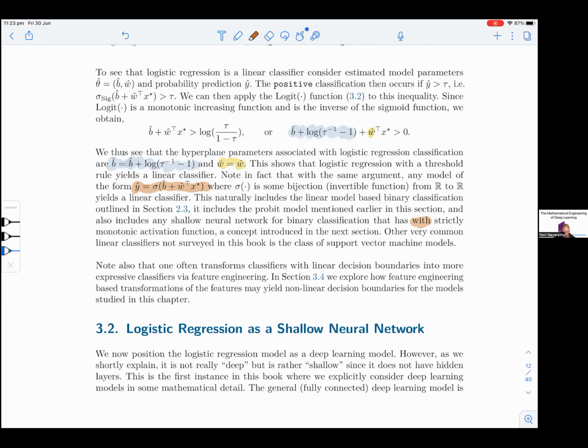Other very common linear classifiers not surveyed in this book are support vector machines. They're linear classifiers, but they're completely different. Note that one often transforms classifiers with linear decision boundaries into more expressive classifiers via feature engineering. In section 3.4, we explore how feature engineering-based transformations of the features may yield non-linear decision boundaries for the models studied in this chapter.